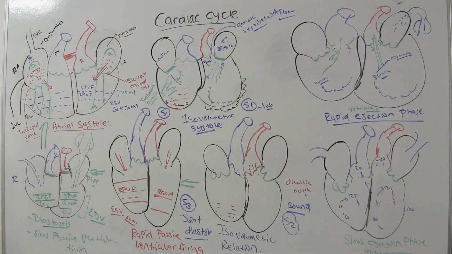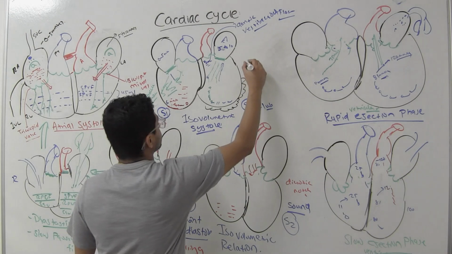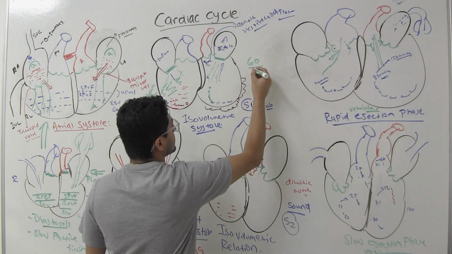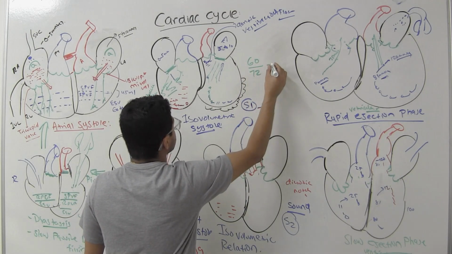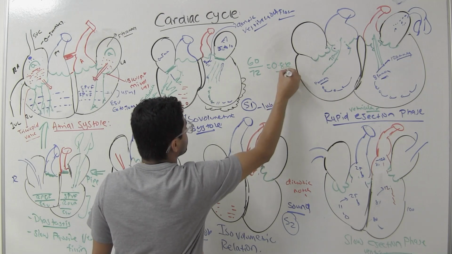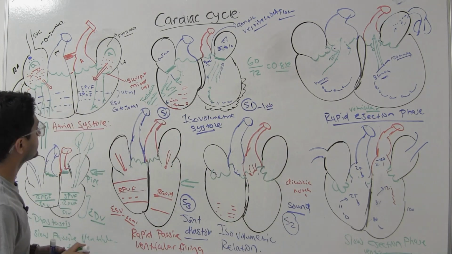Now, usually how long does this process take? If you divide 60 seconds by a heart rate of 72 per minute, you usually get 0.8 seconds. That's usually normal. And look at this graph, guys.